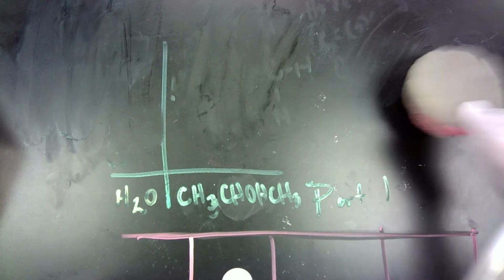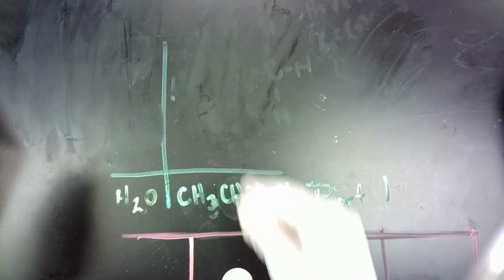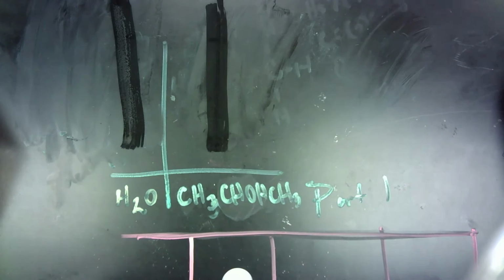We're going to do the lab here, part number one. We got water on the left and we got isopropyl alcohol on the right. We're going to swipe the countertops and see which one evaporates first and which one evaporates second. So we do a swipe at the same time. We can do our observations.